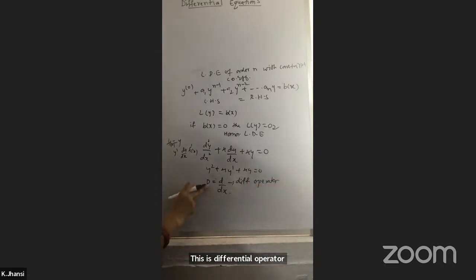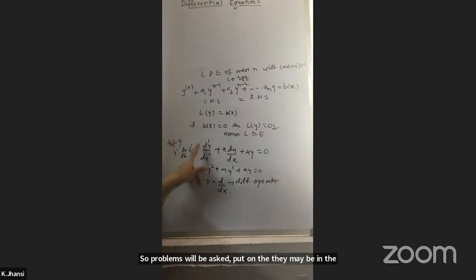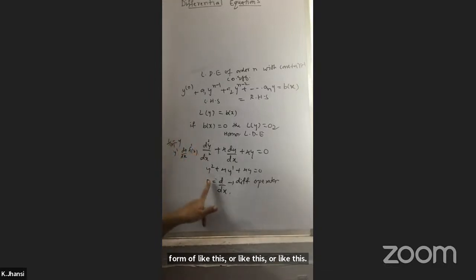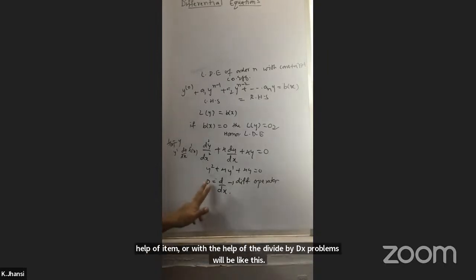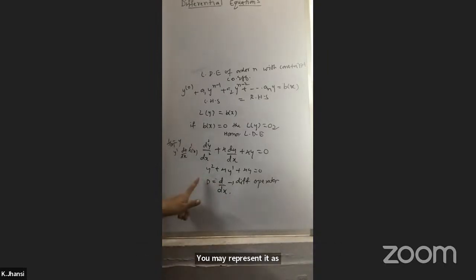So problems will be asked in the form of like this, or like this, or like this. The meaning of these three is the same only. You can use the differential operator, or the y term, or dy by dx. You may represent it as D, meaning d by dx. If it is D square, it means d square by dx square. It is D to the power of 1.